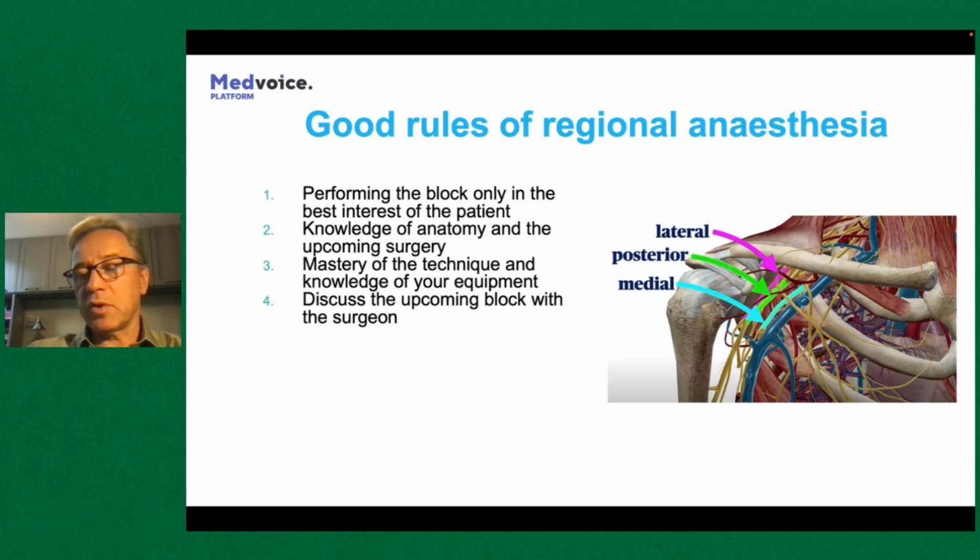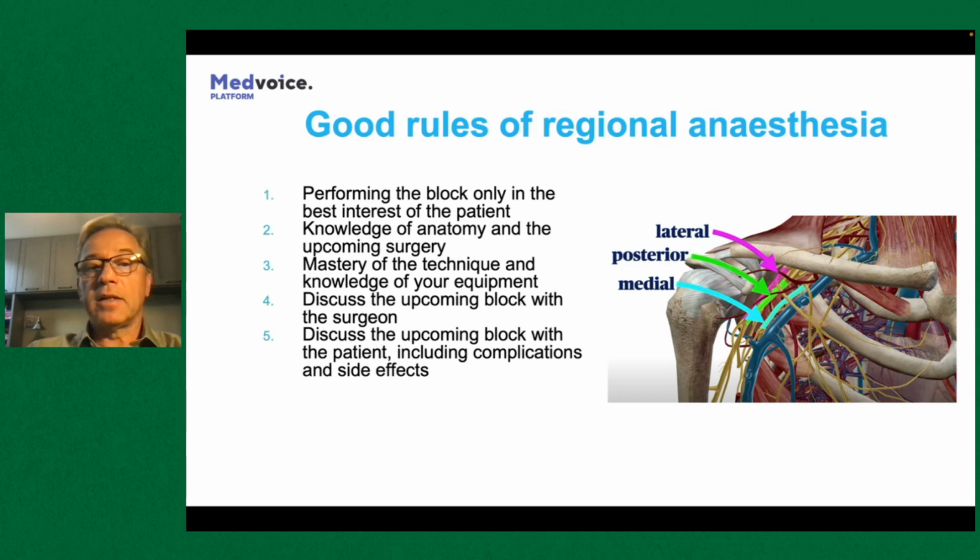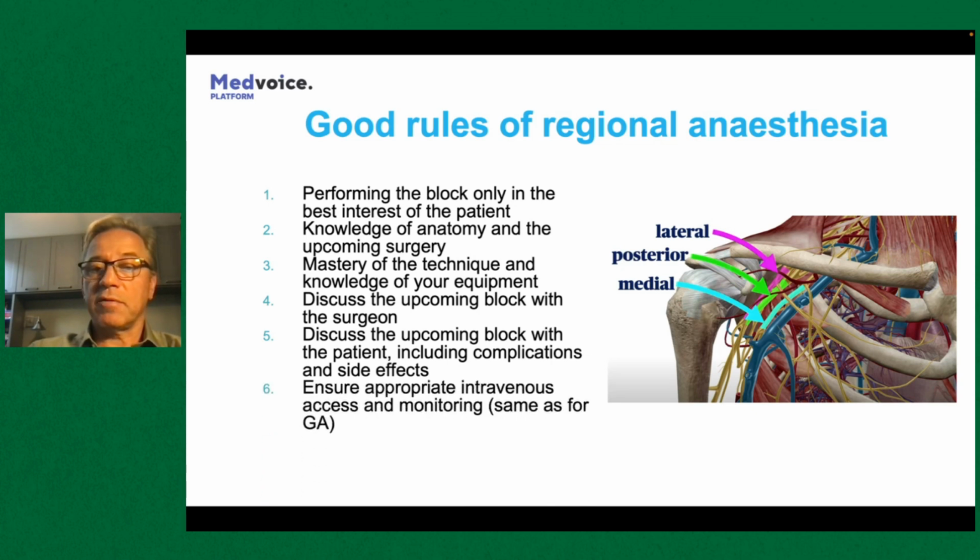Discuss the upcoming block with the surgeon. Tell them you're going to do the block, and discuss your doses between yourself and the surgeon, because the surgeon, particularly for the shoulder surgery, would like to use local anesthetic with adrenaline as well for his ports so it bleeds less. Discuss with the patient the possible complications and side effects. Tell them about the numbness, the tingling, the heavy arm, for example, tell them about inadvertent intravenous administration, and warn them about how they're going to feel and what are the possible complications and side effects.